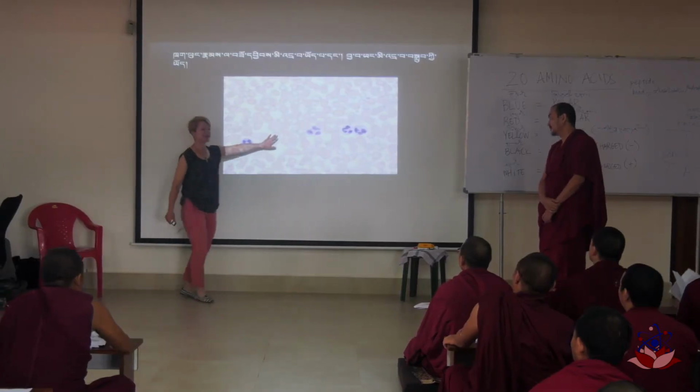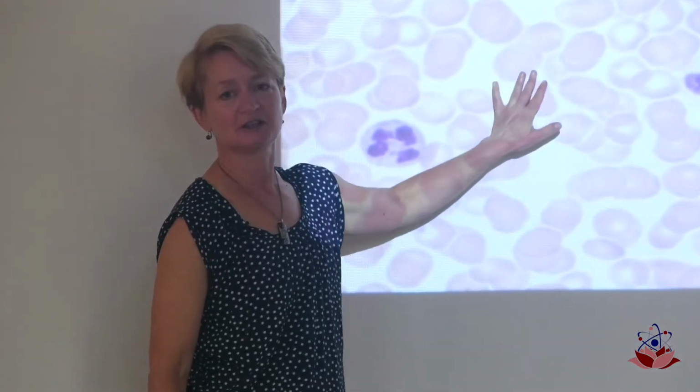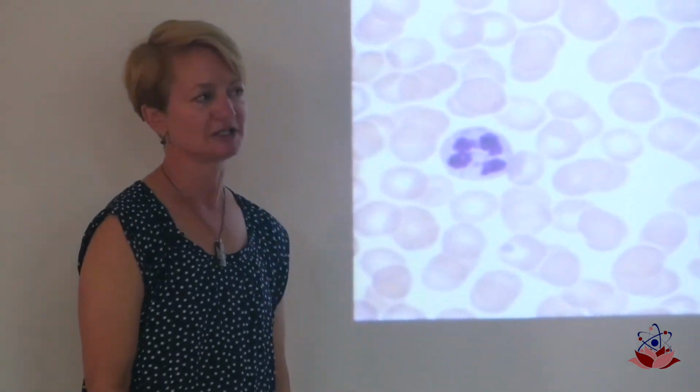Nucleus. Yeah, they don't have a nucleus. So red blood cells are actually so specialized for their function that they lose their nucleus during their differentiation.